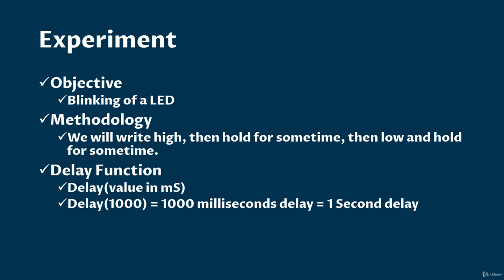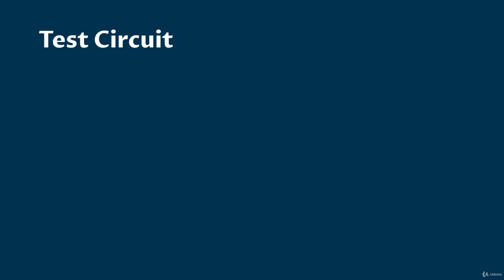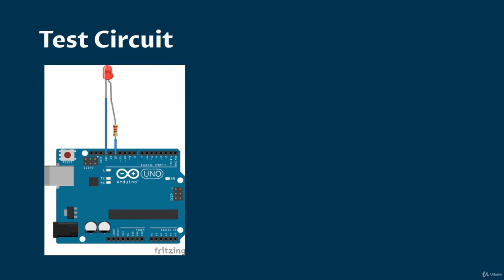Now let's see the circuit. Here the connections are very simple. I have connected LED at pin 12 through a 220 ohm resistor. Resistor always protects the LED from overcurrent. It is the best practice. Practically, when you are doing a project, always use a resistor.